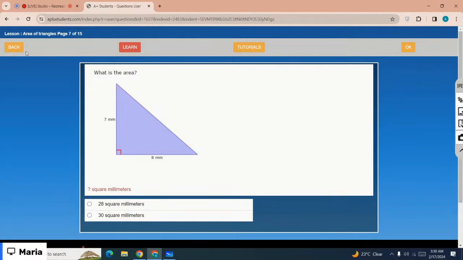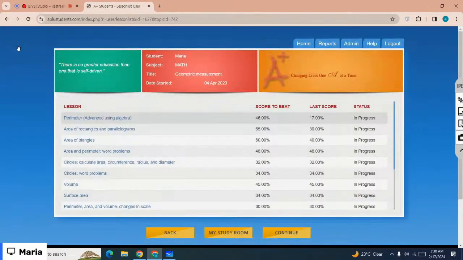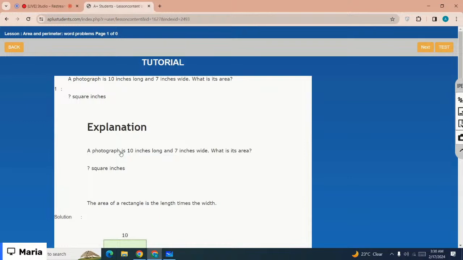Okay, you can complete the lesson by yourself later today. Let me just move on to the next lesson, and the next one is area and perimeter word problems, right? That is just a review lesson for the lessons we did now. So let's just do the area and perimeter word problems, right? Okay, let's just start with the test questions.